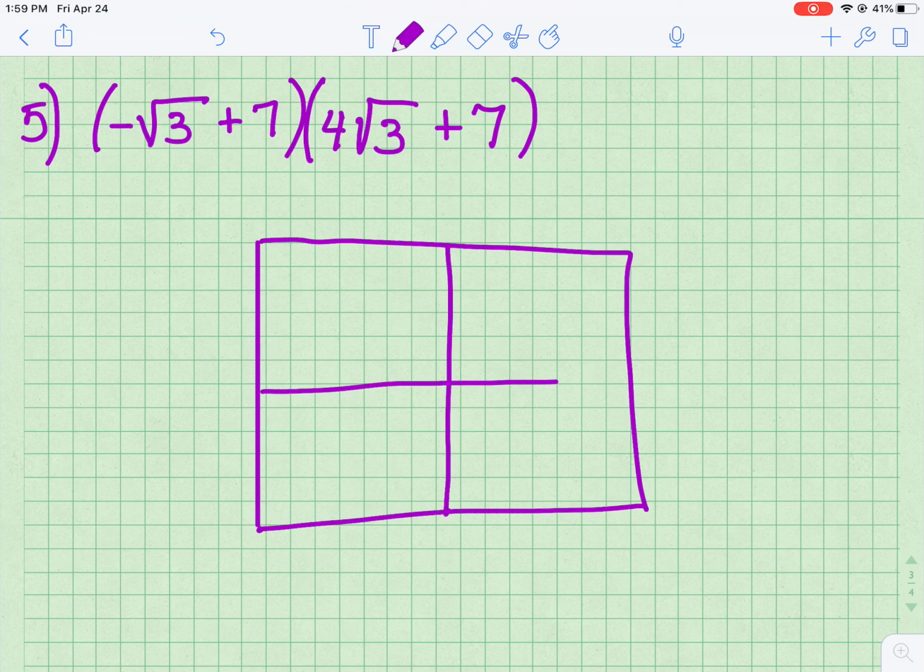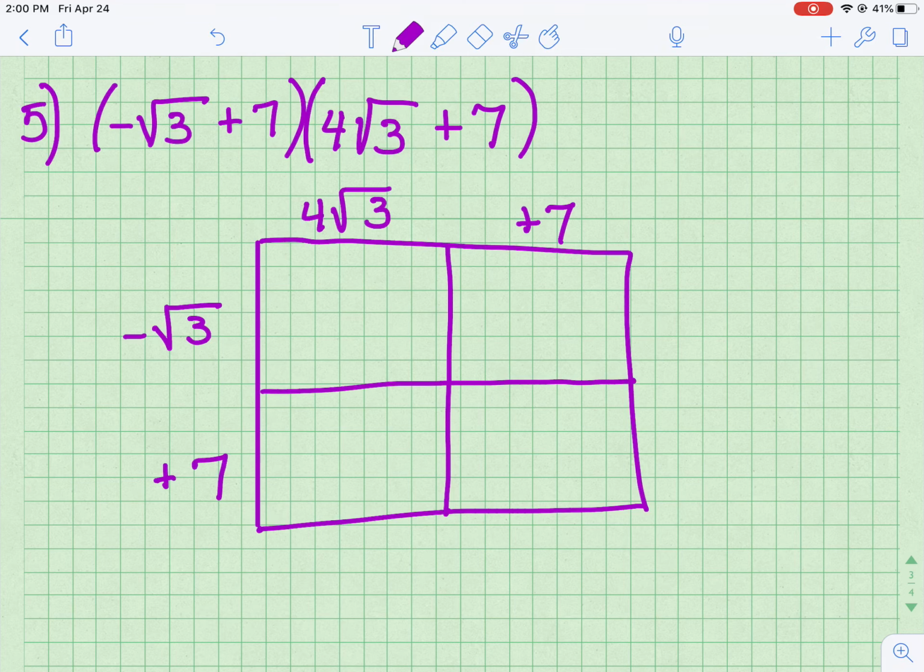Wow, it's not a nice box this time, but that's okay. Hi, Justin. And so in the first parentheses is negative root 3. Justin, this is unit 7, 4B, number 5, if you want to follow along. And then a plus 7 here. And the second parentheses is 4 root 3 and a plus 7 here.